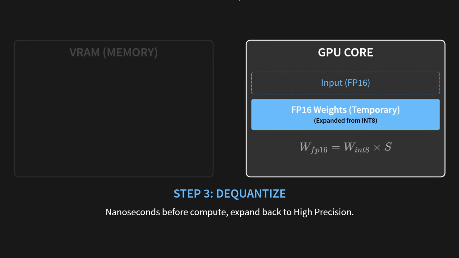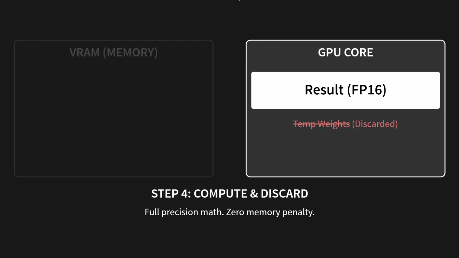And finally, step 4, compute and discard. The matrix multiplication happens with both inputs now in full FP16 precision. We get our result, and that temporary weight we just created, it's immediately discarded. It's gone. It only existed for a fraction of a second, and the permanent weight in VRAM stays compressed the whole time. This means we get the math accuracy of high precision with zero memory penalty.